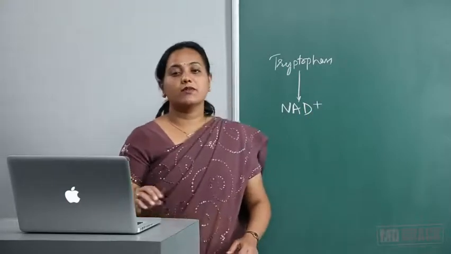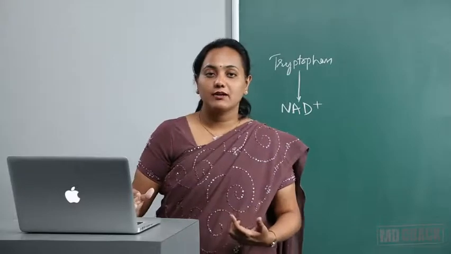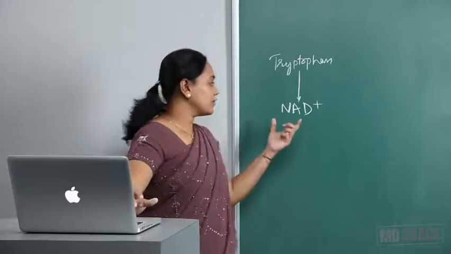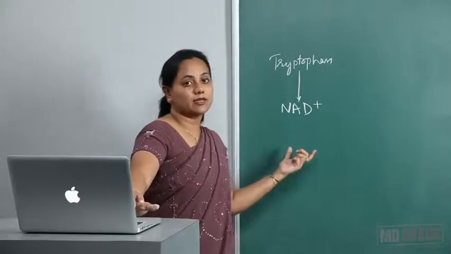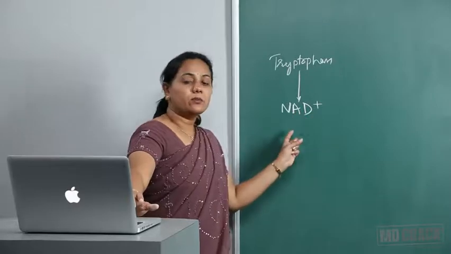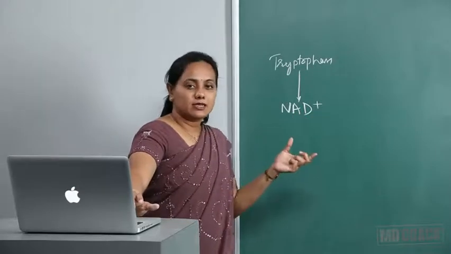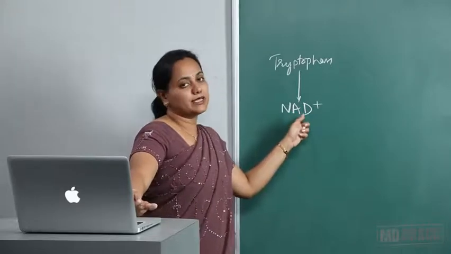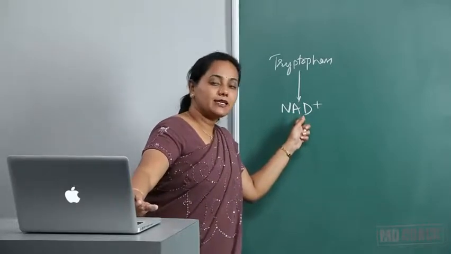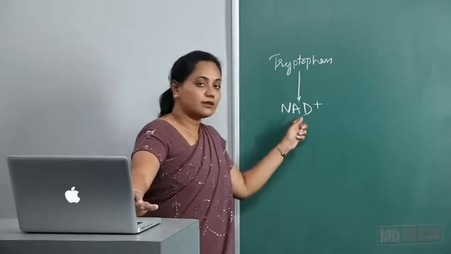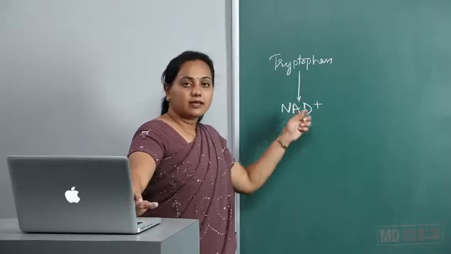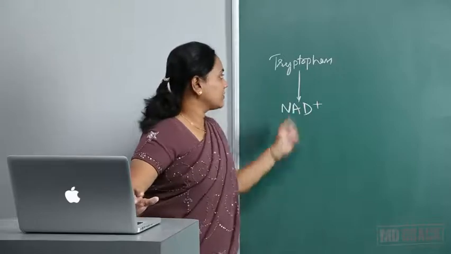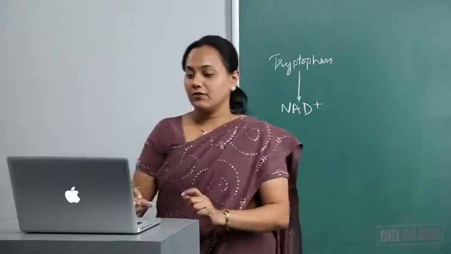So rather than saying synthesis of a vitamin, the right way to tell it could be synthesis of a vitamin coenzyme. NAD is a coenzyme form, but anyway we use it interchangeably many times. So effectively it has led to the formation of niacin, nicotinamide adenine dinucleotide. This vitamin is niacin. So tryptophan is a precursor for this.